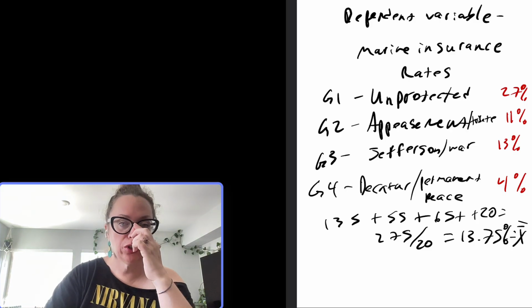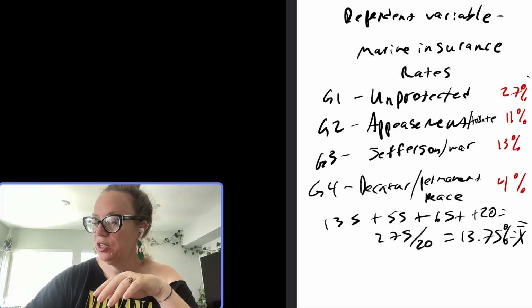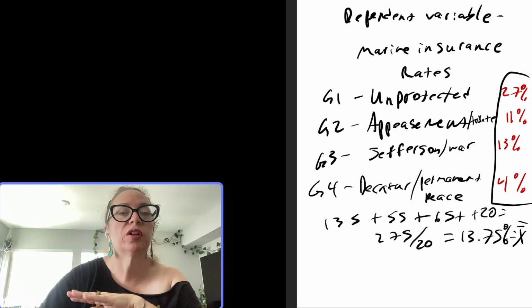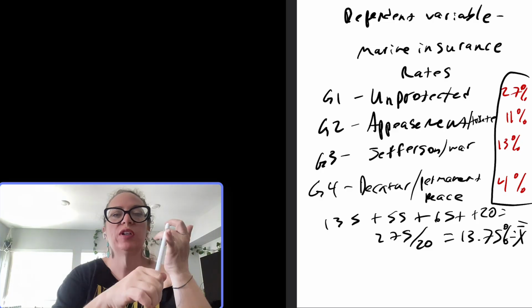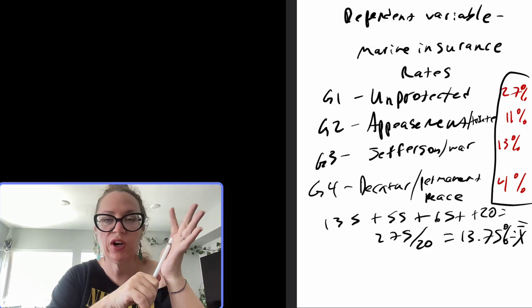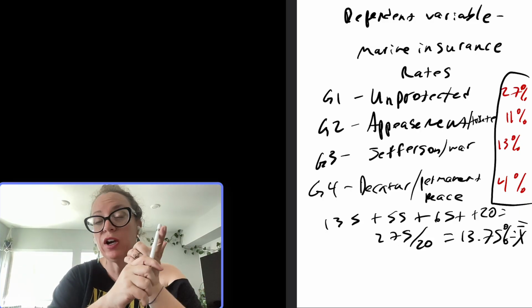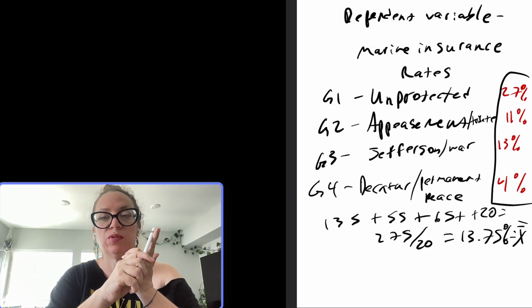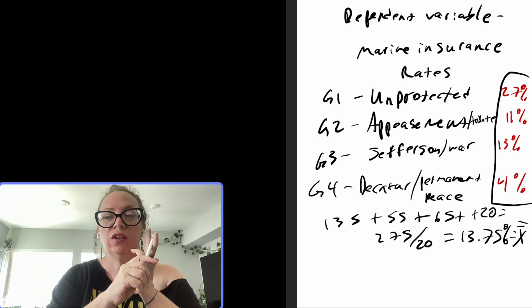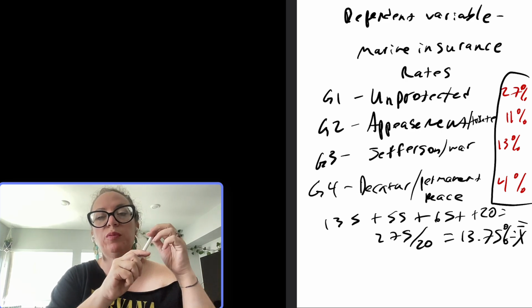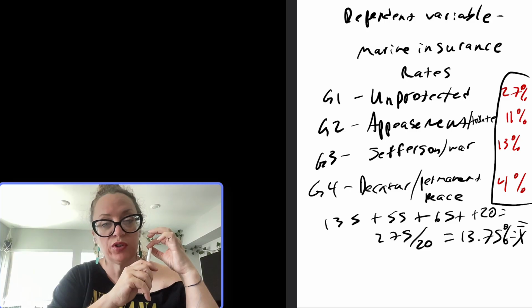All right, so look at those 4 means again, these 4 means before we touch a formula, besides the grand mean formula. So we've got 27%, 11, 13, 4%. So without any protection, 27%. Pay the pirates off, 11%. Fight the pirates, 13%. Eliminate them permanently, 4%. Okay, so again, notice that the tribute mean and the war mean are close to each other. They're only 2 percentage points apart.